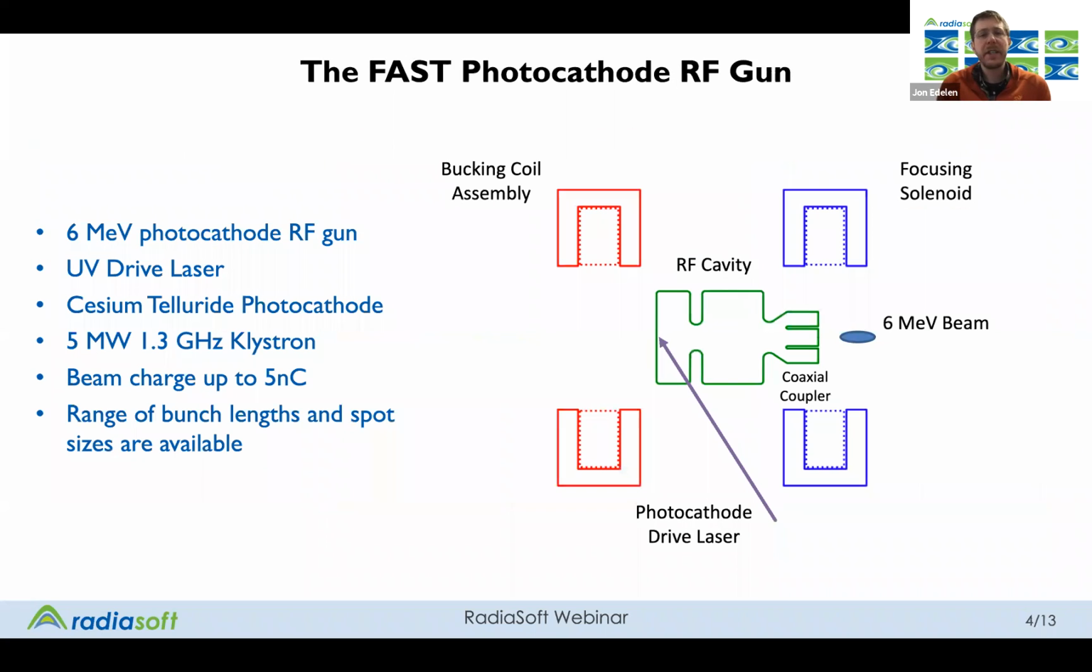The first example that I'm going to talk about is related to the photocathode RF gun at Fermilab, and this is a 6 MeV electron gun. It's a normal conducting structure. It generates electrons via an ultraviolet drive laser, and it accelerates these electrons using RF fields. It's around 5 megawatts or so, and the frequency is about 1.3 gigahertz.